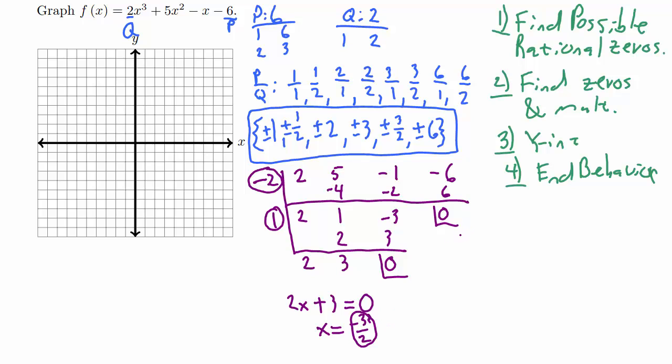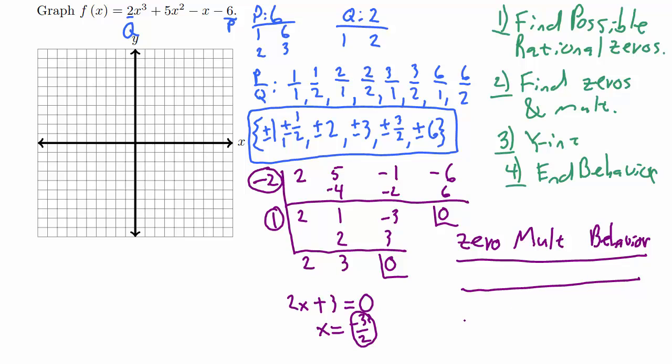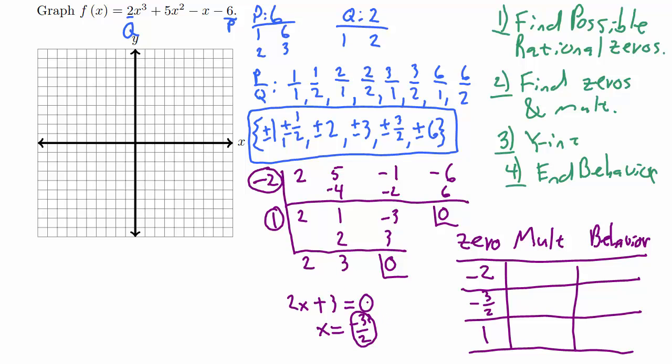So I'm going to make a small little table here, showing the 0, the multiplicity, and the behavior at that 0. Now we have 3 of these here. Okay, so this -2 is a 0, so put that there. And I'm going to try and make this in numerical order, so this -3/2 should go next, because that's -1.5, and then 1. Now, the multiplicity of each of these is 1, and a lot of people get confused as to why.